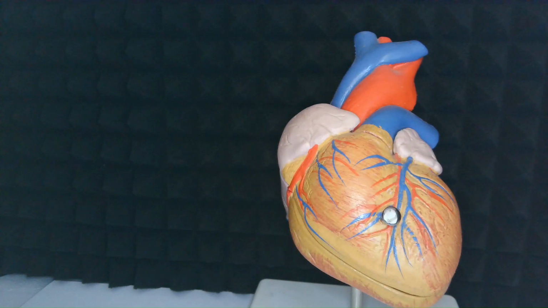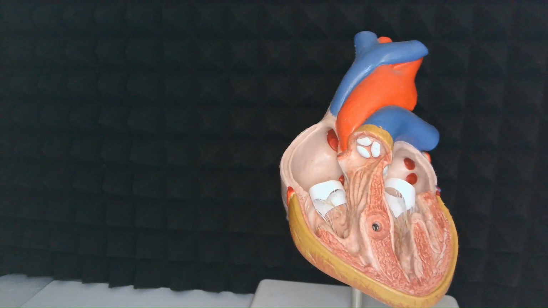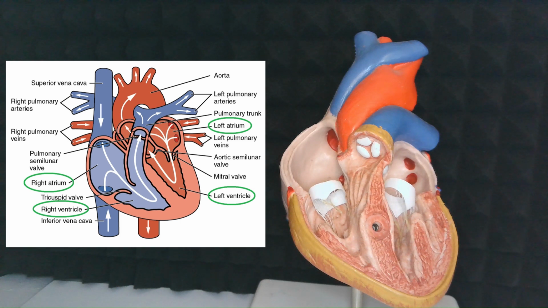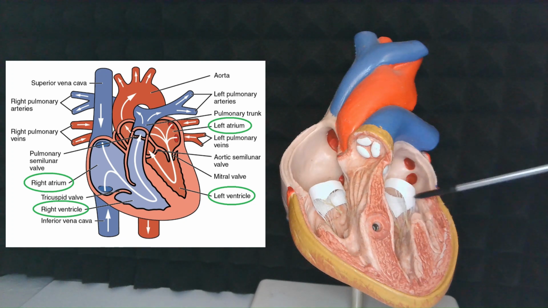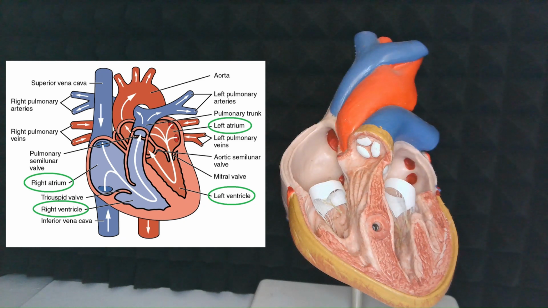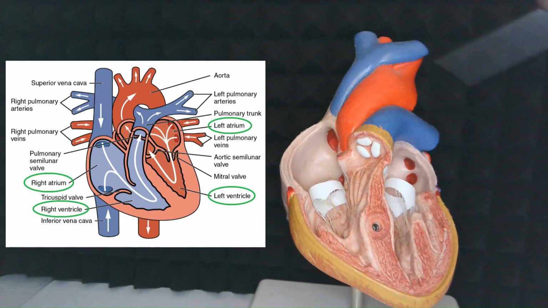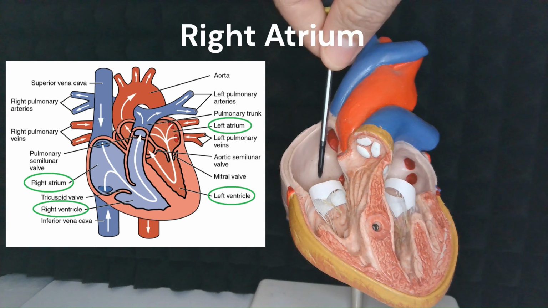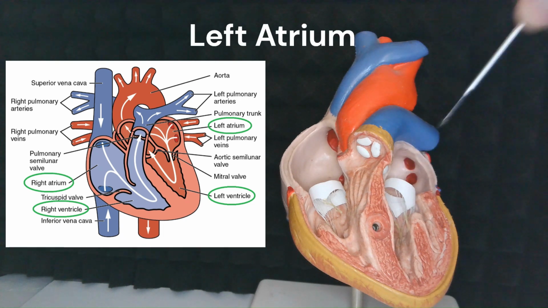From the anterior view, we can remove the front of the heart, like so, and expose the four chambers of the heart. Since we know our directions, we can tell that there are two chambers on the right, 1 and 2, and two chambers on the left, 1 and 2. The more superior chambers are our atria, or singular, atrium. These have thinner walls versus down below are the ventricles, which have thicker walls. So we have the right atrium, right ventricle, left atrium, and left ventricle.